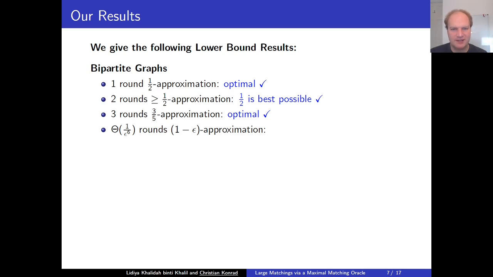For a 1 minus epsilon approximation, we know that it can be done in 1/epsilon to the 6 rounds, and we prove that omega of 1/epsilon rounds are needed for such an approximation. Now, this all holds for bipartite graphs.